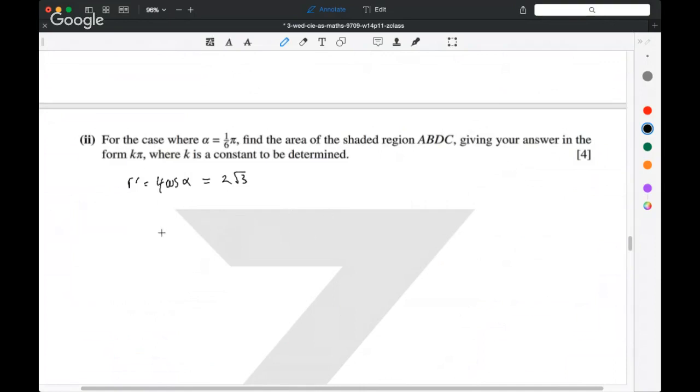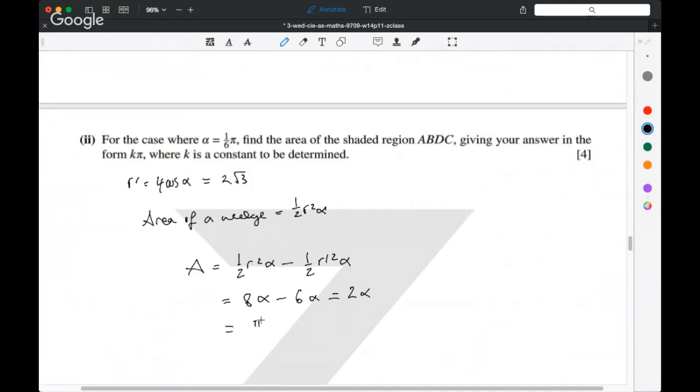And we know that the area of a wedge is 1/2 r squared alpha, where alpha is the angle. So the area we're looking for is 1/2 r squared alpha minus 1/2 r prime squared alpha, where r prime is the smaller piece's radius. And if you plug this in, you get that that's equal to 8 alpha minus 6 alpha, which is 2 alpha. And we know alpha, so that's just equal to pi over 3.